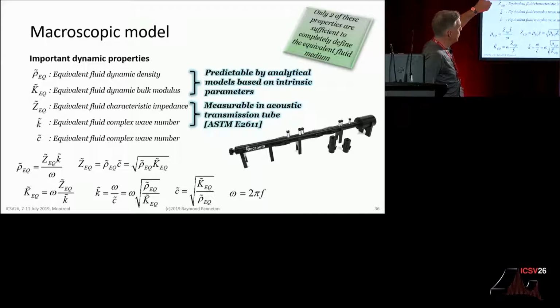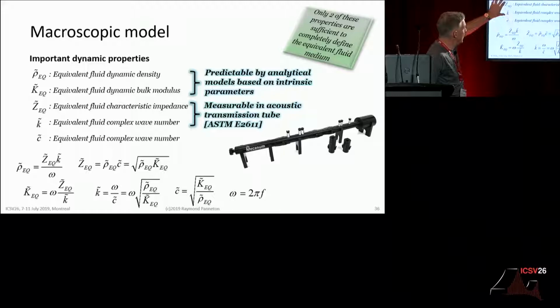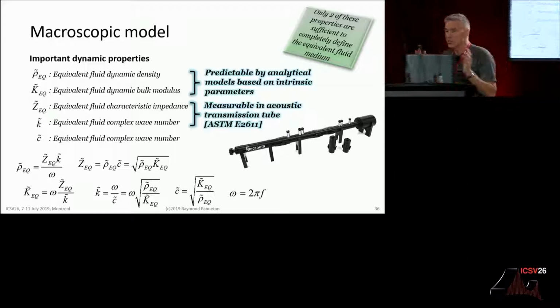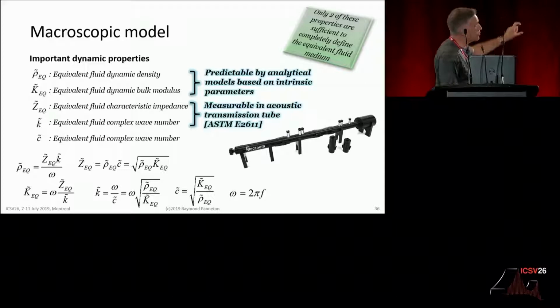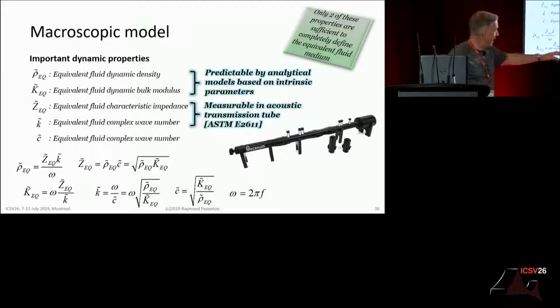These two are predictable by analytical models based on intrinsic parameters, okay? And the other set of parameters that can be used is the equivalent characteristic impedance and complex wave number, okay? That can be predicted by models, but also measurable by a standard method using an impedance tube or transmission tube, okay? And when we know two of these properties, then all other properties of the material can be derived, like the complex speed in the material, acoustic speed in the material, okay? Wave number, characteristic impedance of the material.